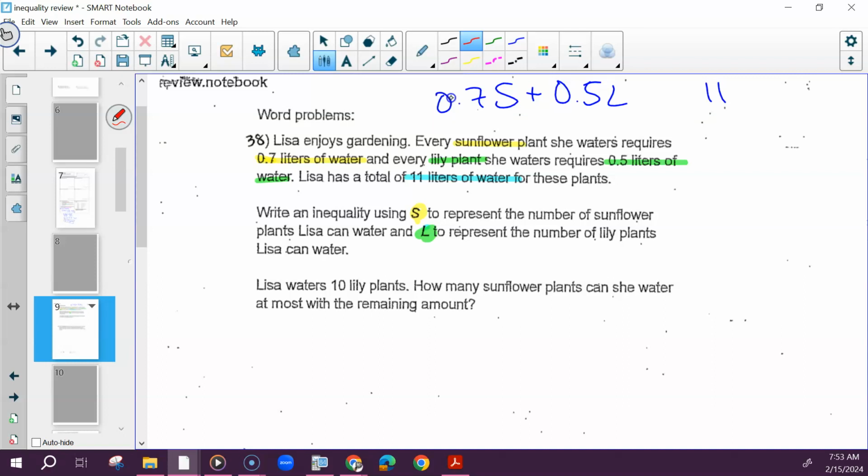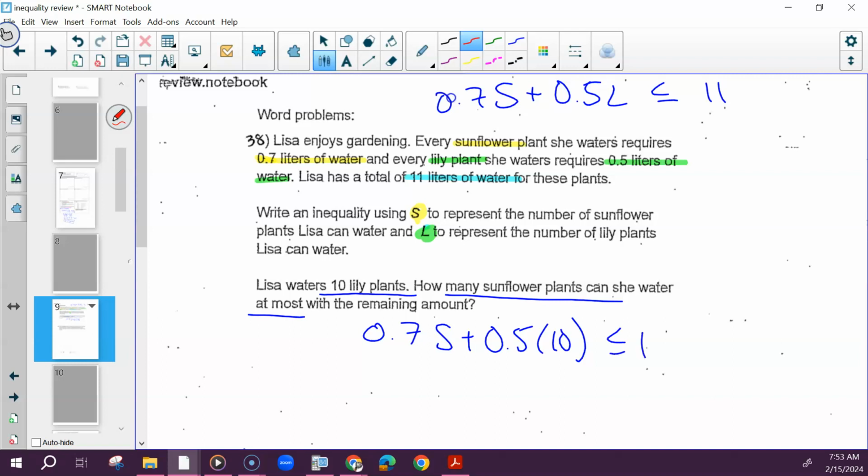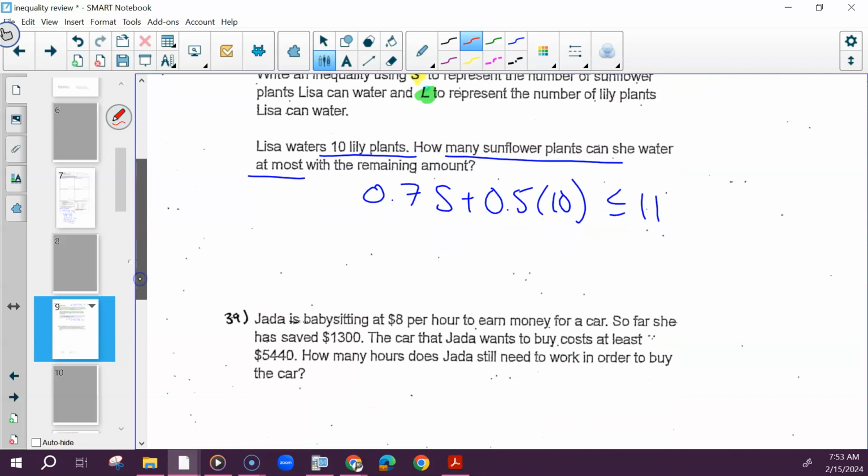Then in the actual problem, it says she waters 10 lily plants, so we're going to put 10 in for L. And we need to know how many sunflower plants can she water at most. So at most is which symbol? Less than. So use this and put 10 in for L. And then we can solve for S.